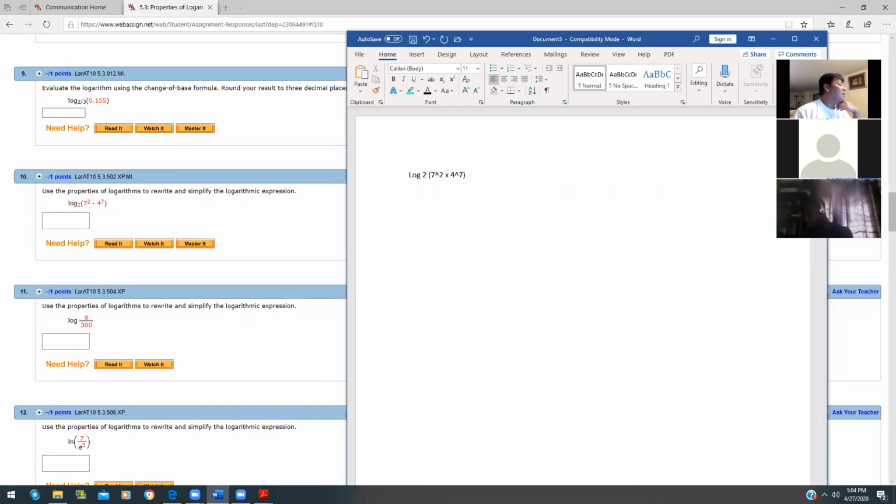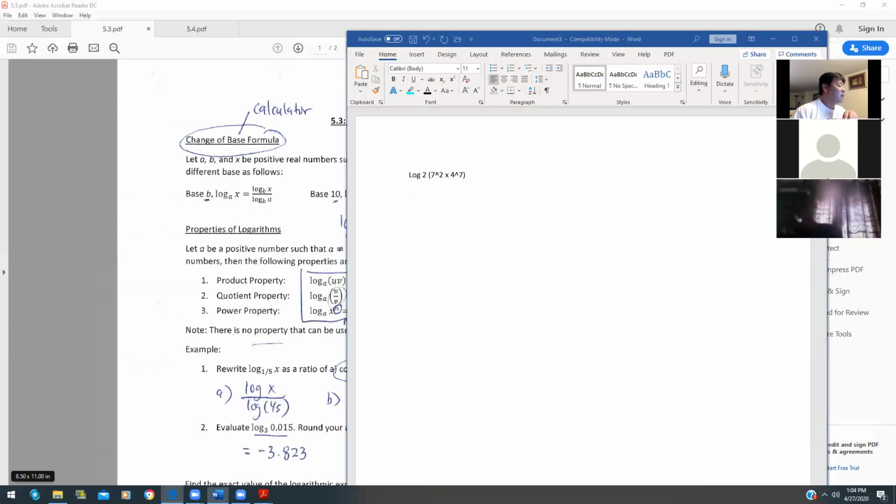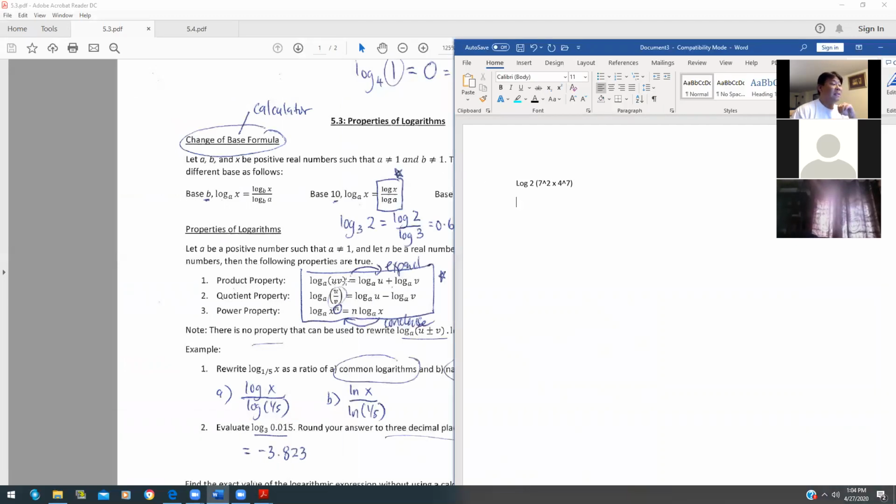So what we do here is, because this is multiplication, the log rule says, what happens when you multiply? Does anyone remember what happens when you multiply? When you multiply, you can actually split this up to become what? You can add it. So you will get log base 2 of 7 squared plus log base 2 of 4 to the power of 7. So the first thing we do is, because it's multiplication, we can add.